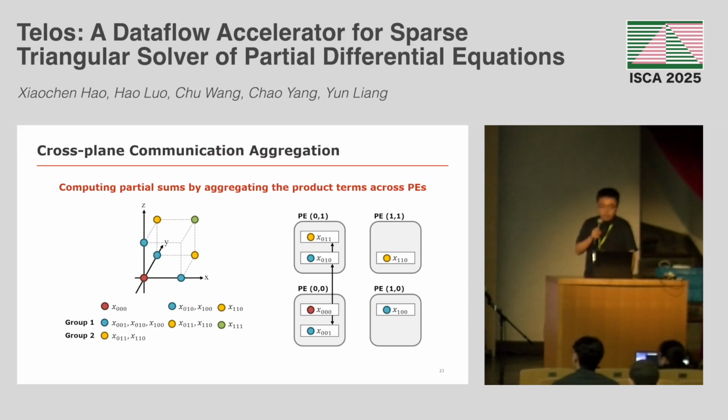Similarly, the yellow points also contribute to the green point. And this green point serves as the group 2 and group 3 for other points, resulting in a communication path from the lower left to the upper right corner. This approach reduces the communication volume and distributes computations across multiple PEs, significantly improving the efficiency.